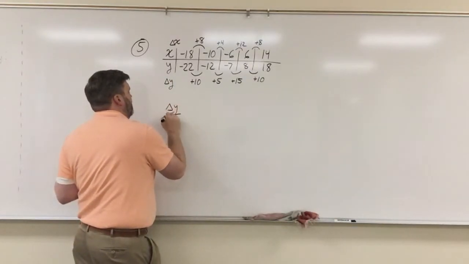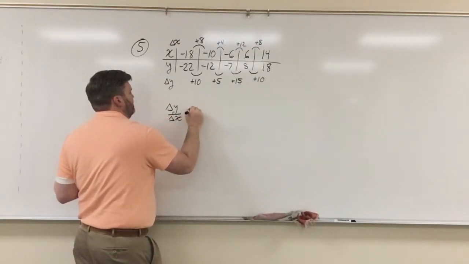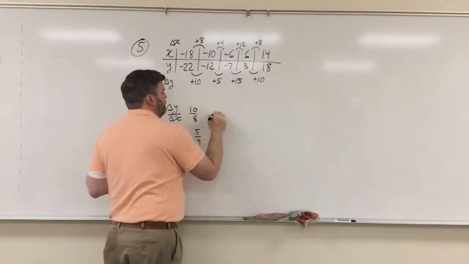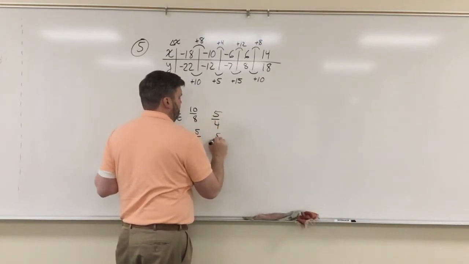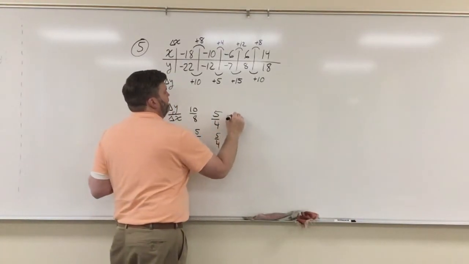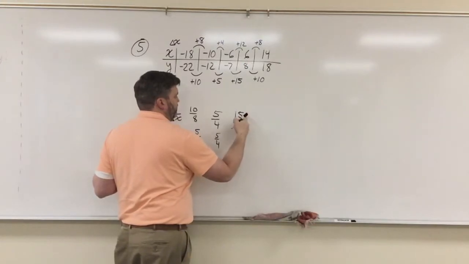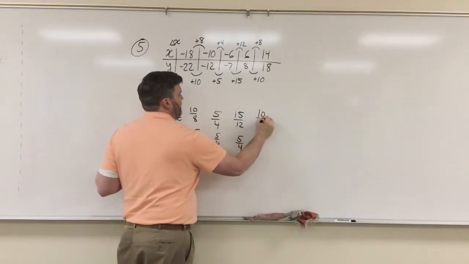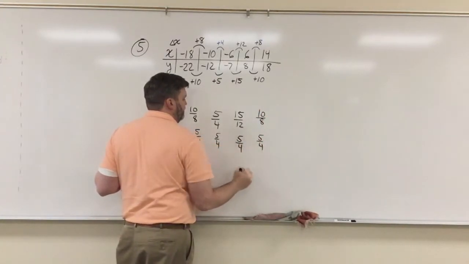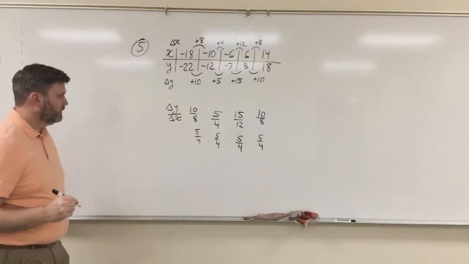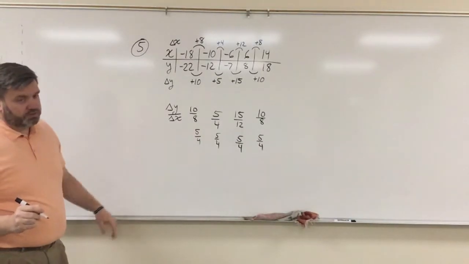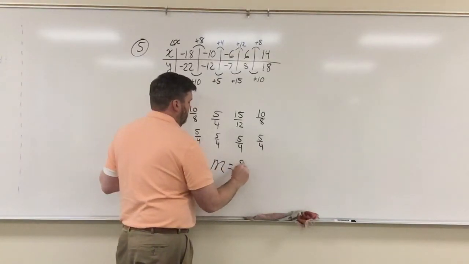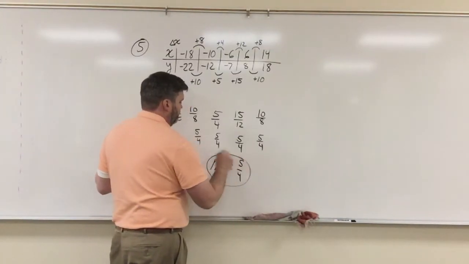So change in y over change in x, that's going to be 10 over 8, which reduces to 5/4. This one is 5/4, so it stays 5/4. 15 twelfths. 3 goes in 5 times, 3 goes in 4 times. 10 eighths. We have 5/4. So we have a constant rate of change, therefore this one is linear. And the slope is 5/4.